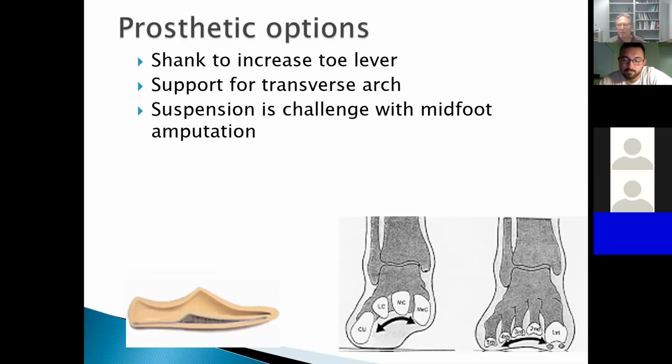Now, we talked a little bit about some of the midfoot amputations, the Lisfranc amputation and the Chopart amputation. So suspension is a challenge. And remember, we talked about suspension when we talked about the orthotics. Suspension is how you keep the device on the body.